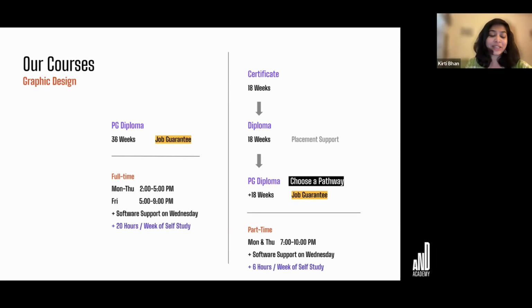The timings that you can see for full-time and part-time are slightly different. For full-time, the timings are Monday to Thursday every day from 2 to 5 p.m. Friday is also from 5 to 9, in which you will be having some extracurricular sessions, which will help you have a holistic understanding and learning of design. You will also be having software support on Wednesday. For PG full-time, 20 hours per week of self-study is expected. In part-time, the timings are 7 to 10 p.m.